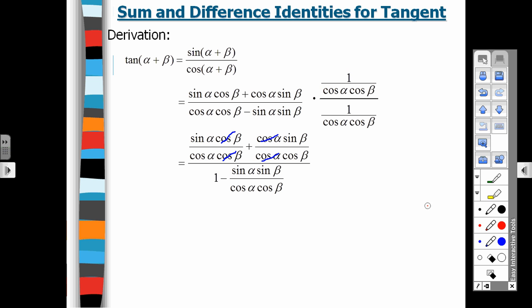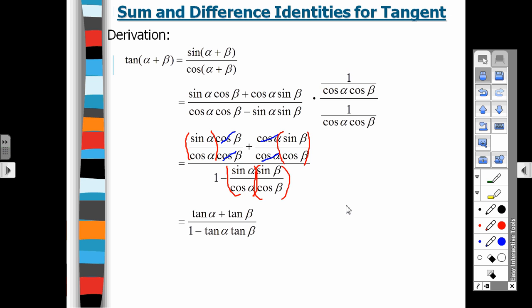But what you should also be recognizing is that this expression, the sine of alpha over the cosine of alpha, that right there is tangent alpha. Likewise, over here, the sine of beta over the cosine of beta, that's tangent of beta. And then down below, we have a sine alpha over cosine alpha, and then we have another sine beta over the cosine of beta. So each of these are tangent as well.